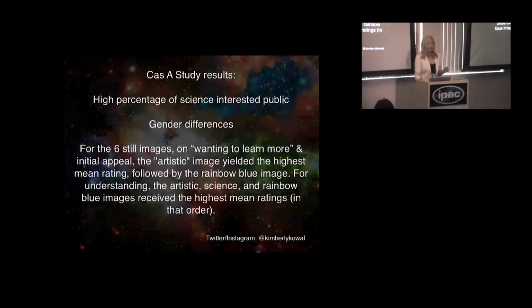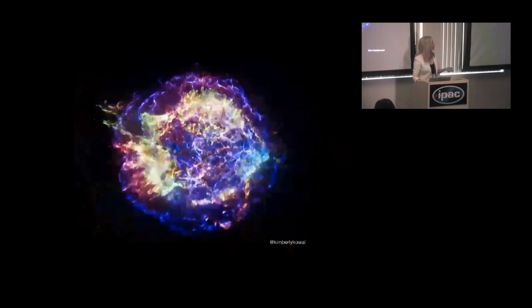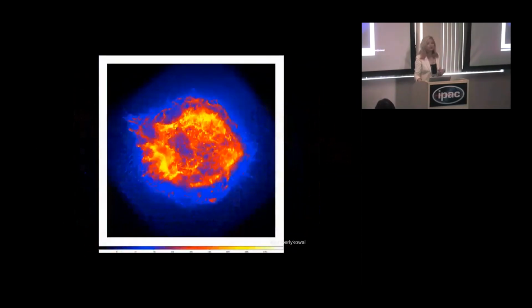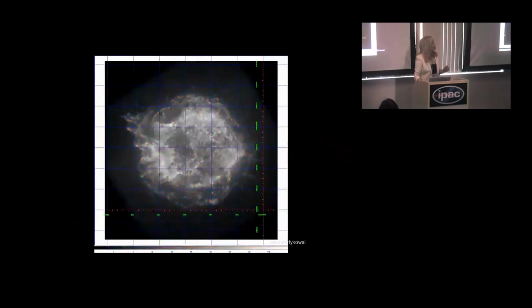Essentially, there were also some gender differences, which I won't have time to get into. But for the 6 still images that we presented, this was indeed the most popular across all boards of appeal and learning and wanting to learn more. This was actually the second, which I was very surprised at. The rainbow color map image was nowhere to be found, thankfully. When it came to wanting to learn more, this was actually number 3. So this wasn't that far behind.